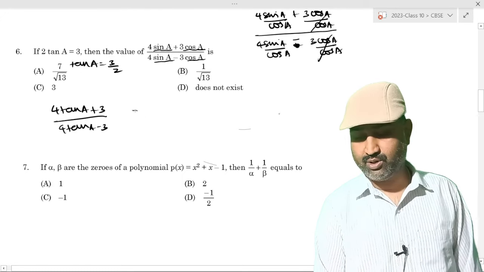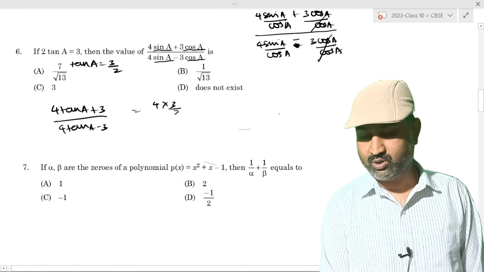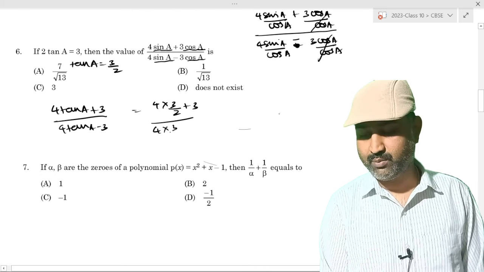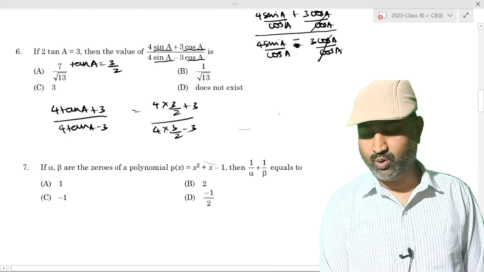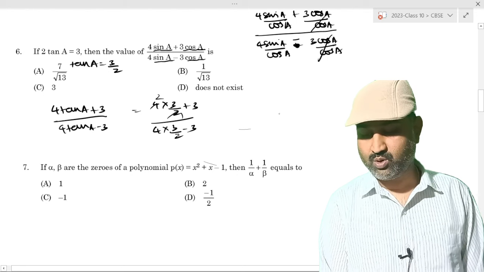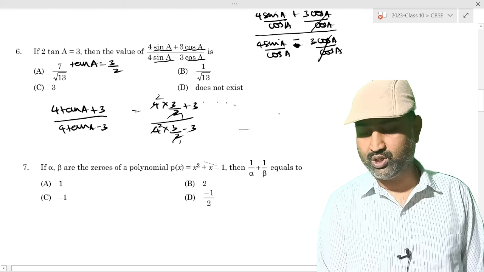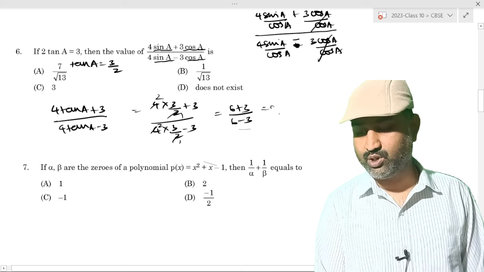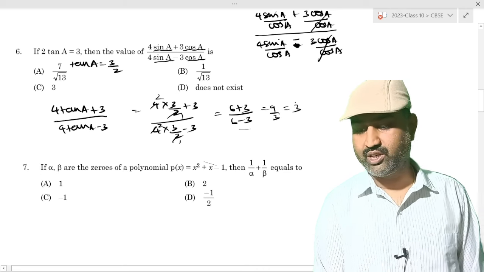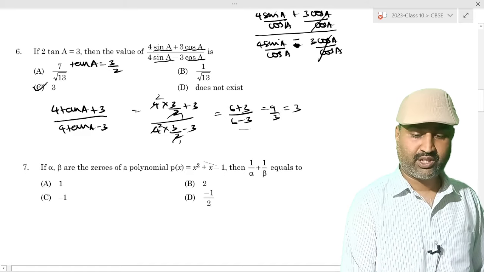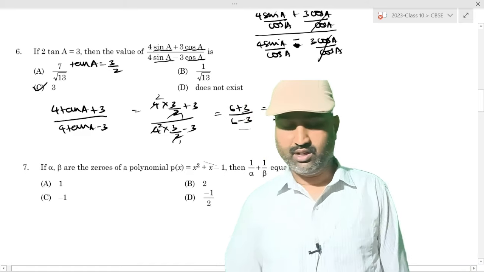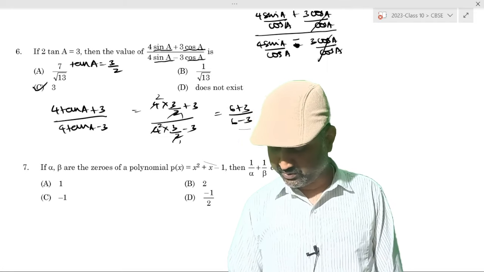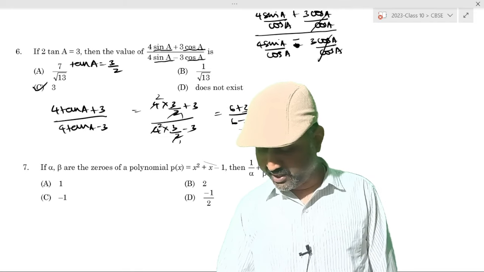Now 4 into tan A, which is 3 by 2, plus 3, whole divided by 4 into 3 by 2 minus 3. 2 2s are 4... 2 3s are 6 here. 6 plus 3 divided by 6 minus 3 is equal to 9 by 3, which is equal to 3. The answer is 3. See here, don't waste time on writing unnecessary steps. Hope it is understood. Okay, we move to the next question.